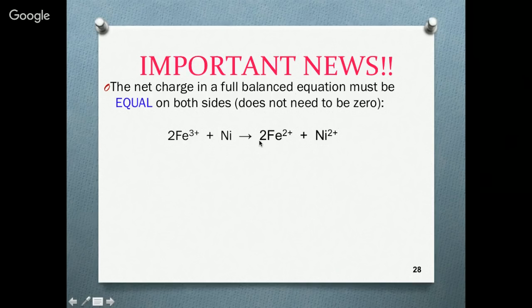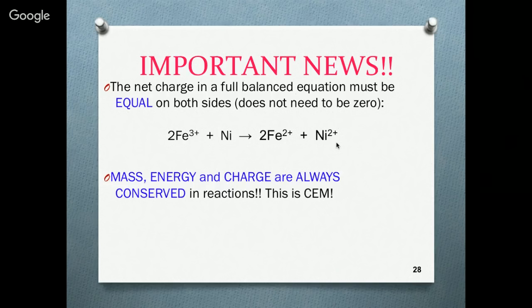On the right of the arrow, you have 2 Fe2+. So 2 in front of the Fe, that big 2, the coefficient, gets multiplied by the 2 plus, so that's +4, and you have +2 with the nickel. So +4 plus 2 is +6. So each side is going to be +6. So even though they're not 0, they're both actually +6 in this example. So you don't always have to have them being 0. But regardless, you do have to have mass, energy, and charge conserved.